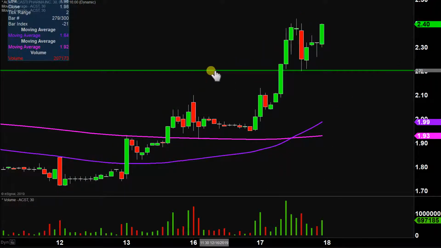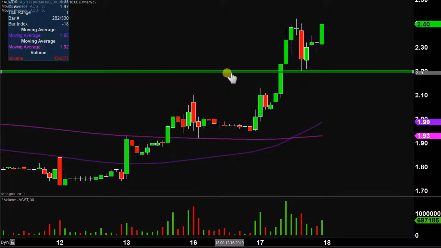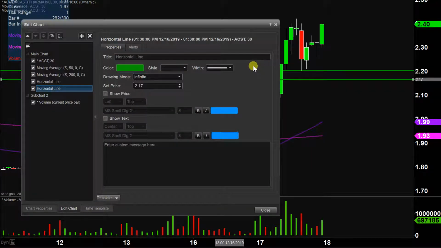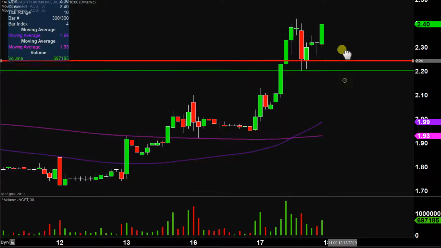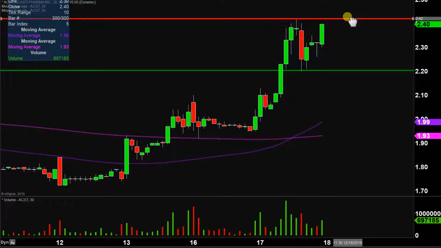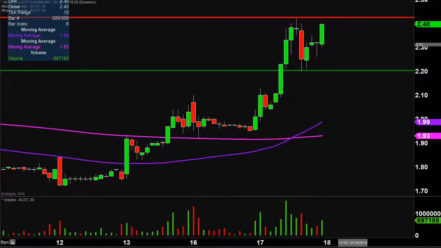As far as levels of resistance are concerned, nothing fancy or complicated here, just a question of where did the party stop today. So let's get this to red for resistance, and the party stopped right up here at, let's see, what was that? $2.43. But in all actuality, resistance levels don't matter.